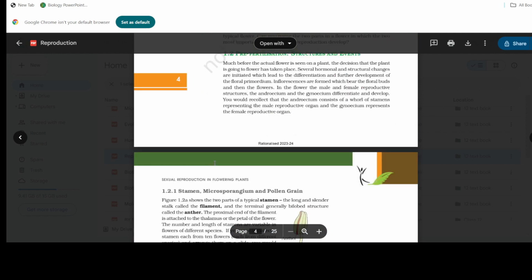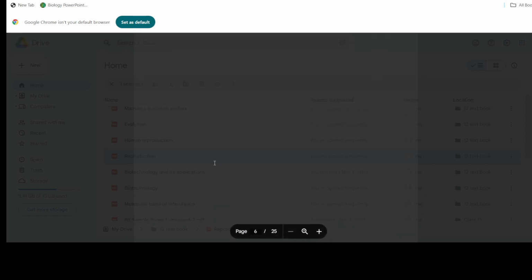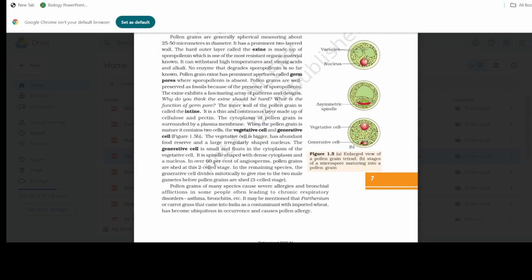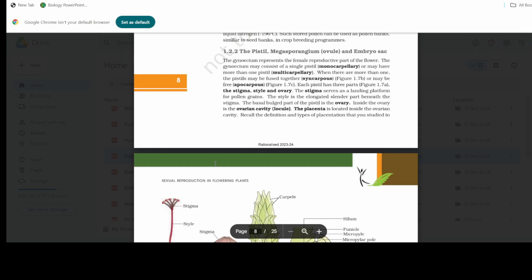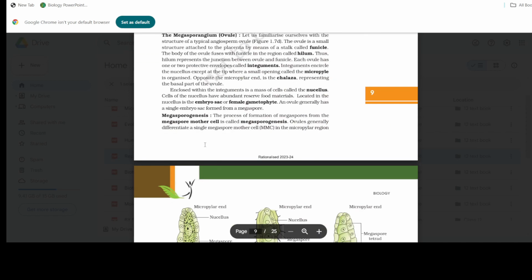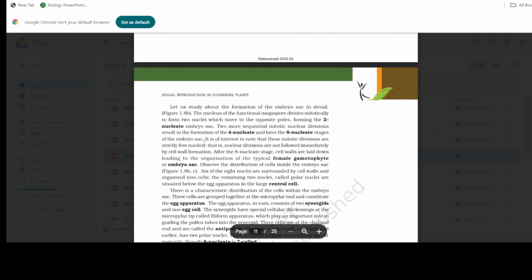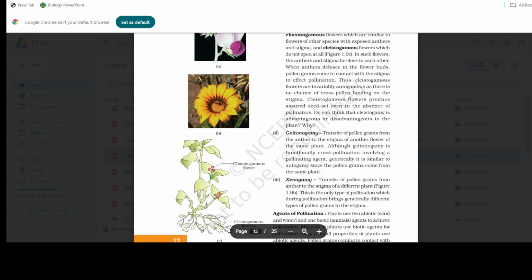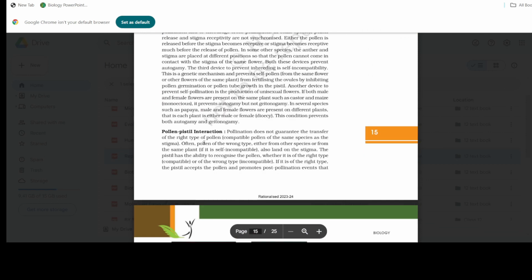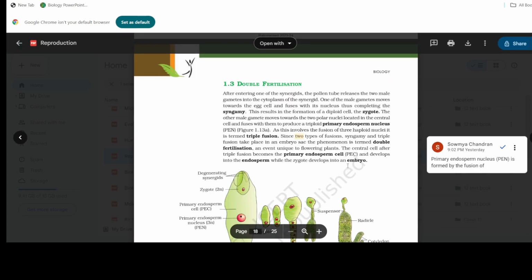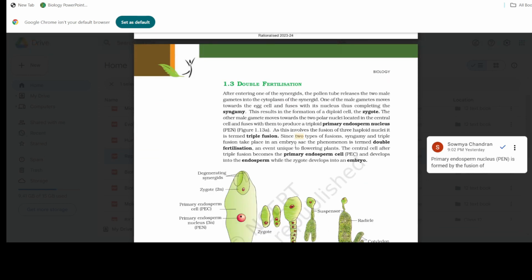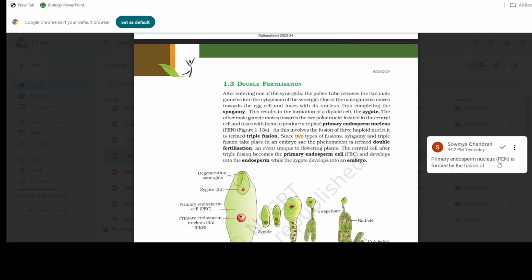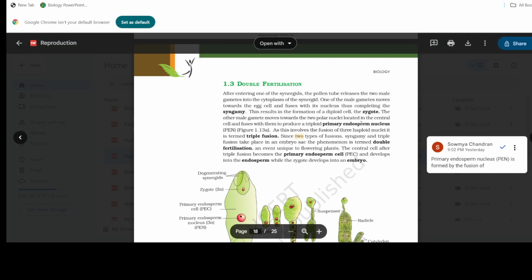They are talking about the primary endosperm nucleus. So where does it come? Primary endosperm nucleus. It comes under the fertilization, double fertilization, triple fusion, that part. Okay. So after the structure of embryo sac, synergids, all the structures, pollination, followed by the fertilization process. It comes in the fertilization process. Yeah, you can see here. And under the heading double fertilization, the question is like this. Primary endosperm nucleus, PEN, is formed by the fusion of, you can see that here.